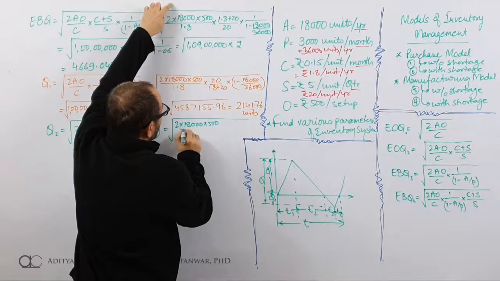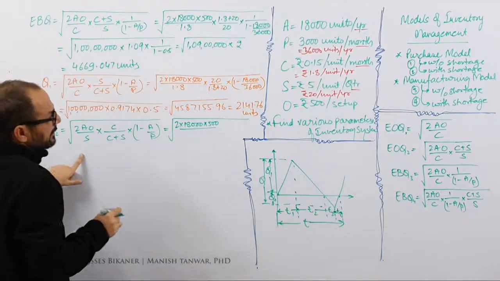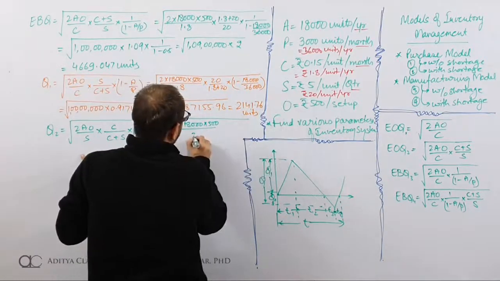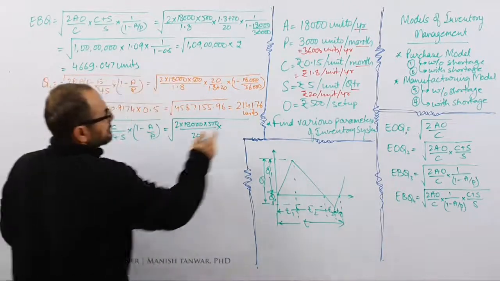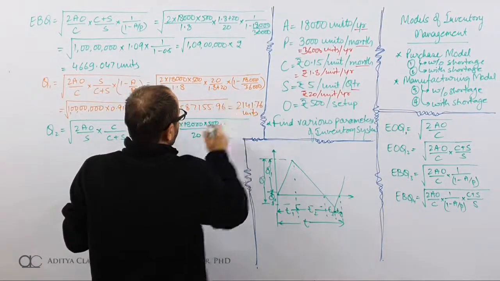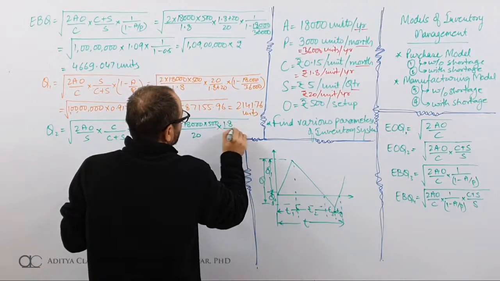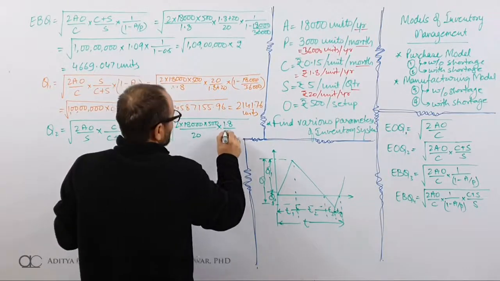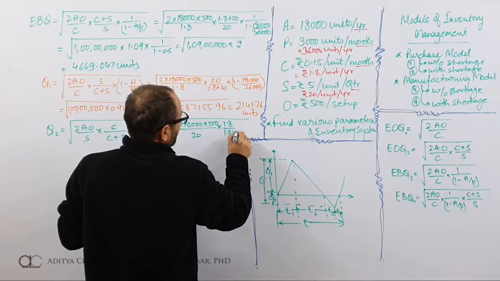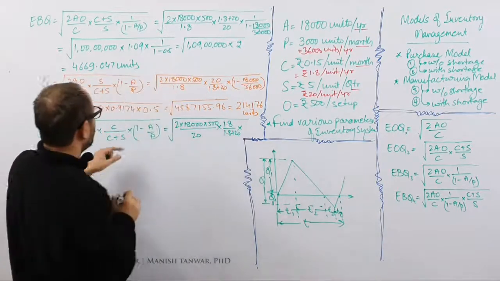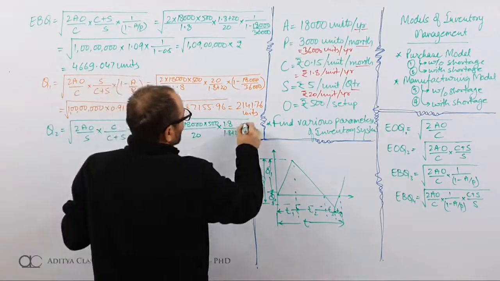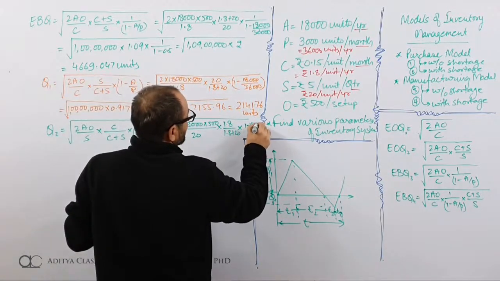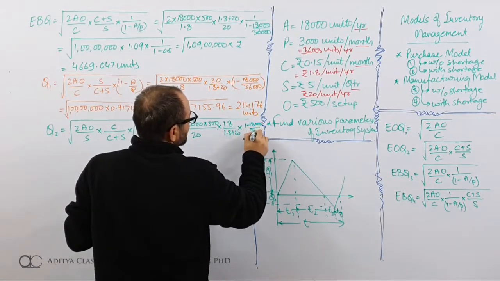2AO upon S this time. S is 20 multiplied by C. C is 1.8 upon C plus S, 1.8 plus 20. And then we have 1 minus A by P as it is. 1 minus 18,000 upon 36,000.